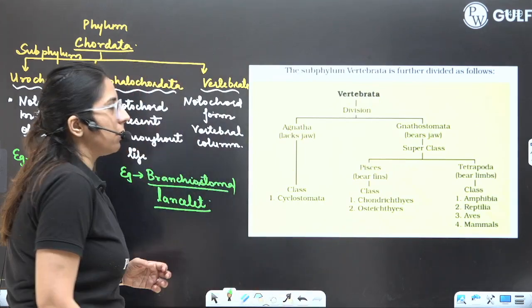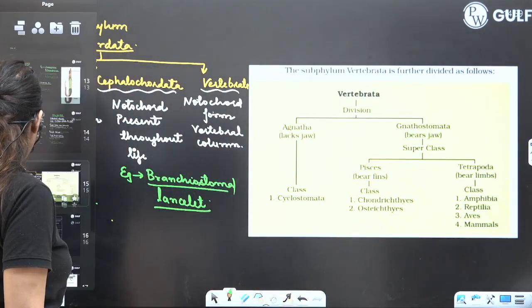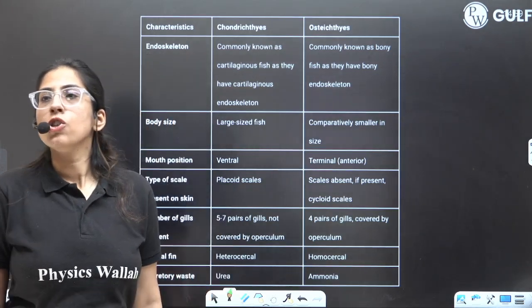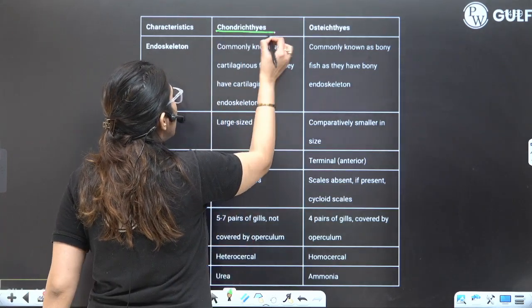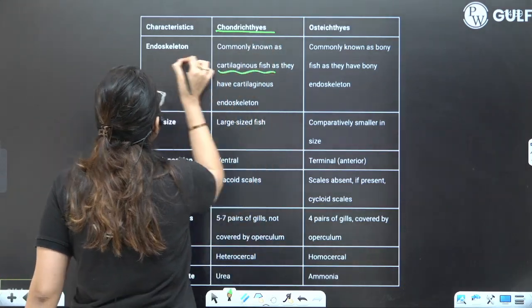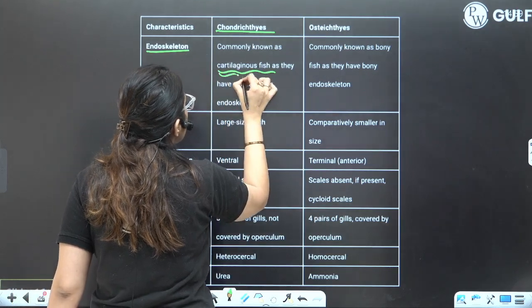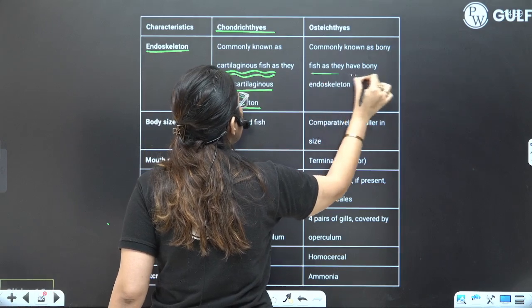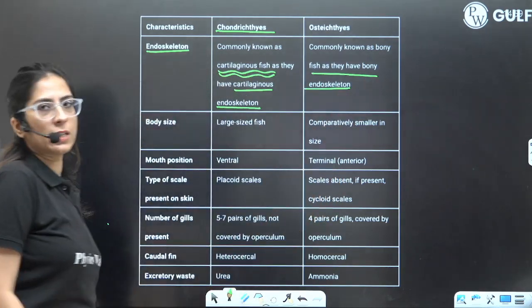Clear? Now next is this and this. Let's talk about the difference between the Chondrichthyes and Osteichthyes. So Chondrichthyes are your cartilaginous fishes. They are normally termed as cartilaginous fishes. They have a cartilaginous endoskeleton. Osteichthyes are the bony fish because they have a bony endoskeleton.